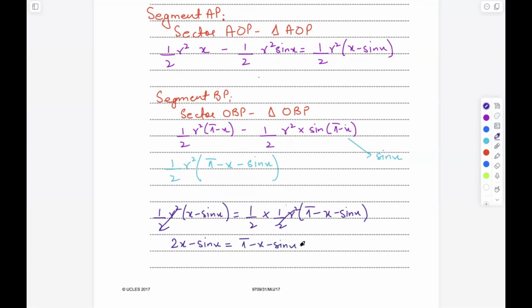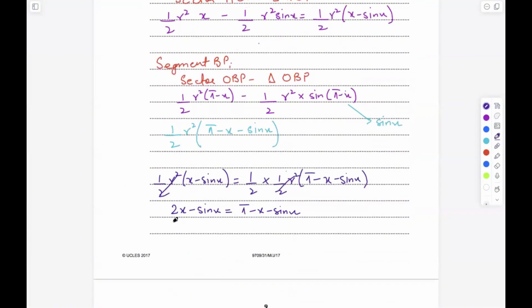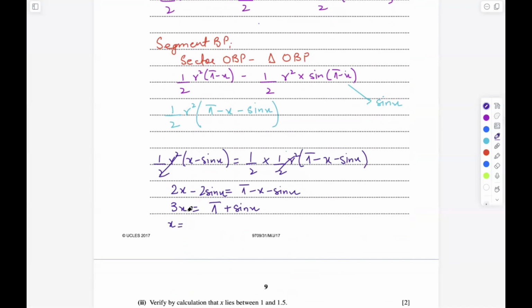And simplifying, as we have to make x the subject, bringing x on this side, this will become 3x, and then you multiply by 2, so this should have been a 2 sine x over here. So this will become 2x minus 2 sine x. Now taking the minus 2 sine x on the other side, minus sine x plus 2 sine x will become positive sine x, so we'll get plus sine x over here. And finally making x the subject, dividing by 3 on the right hand side, we'll get x is equal to 1 upon 3 into pi plus sine of x.